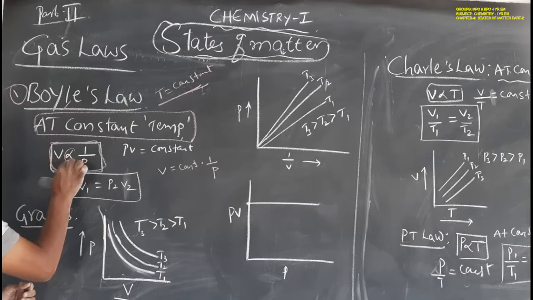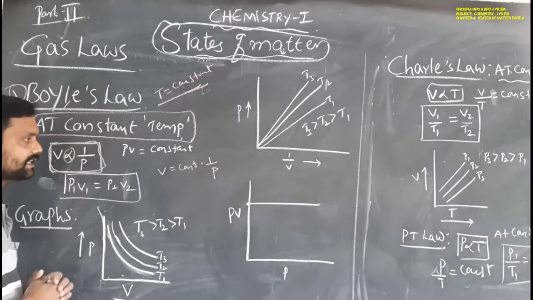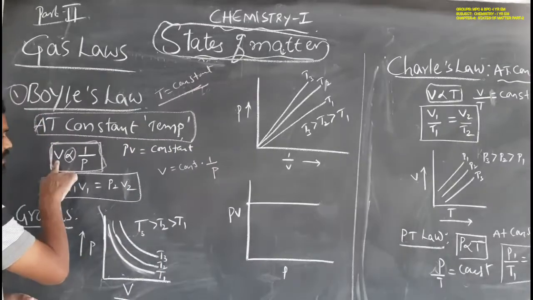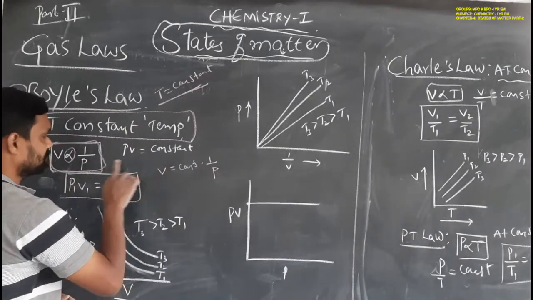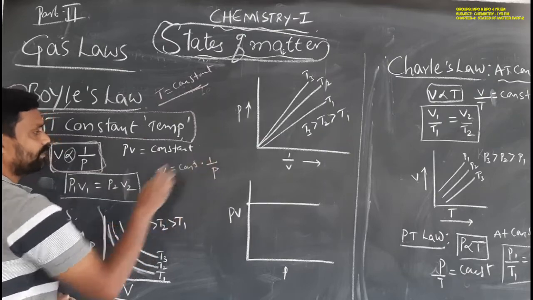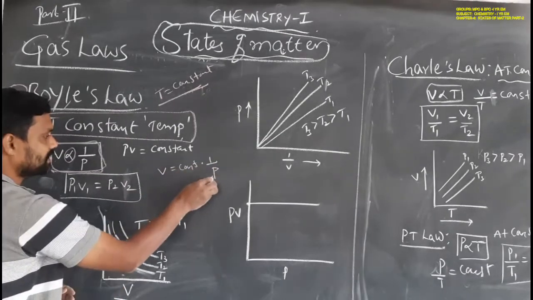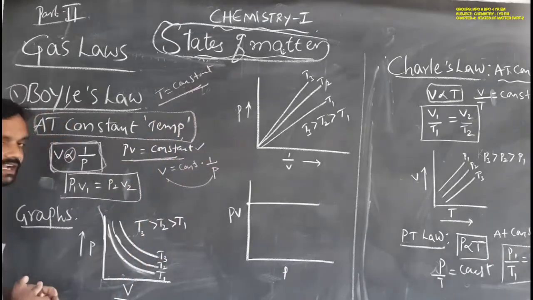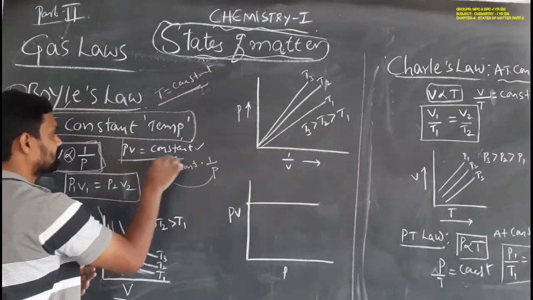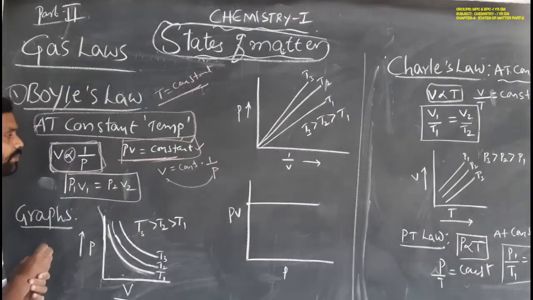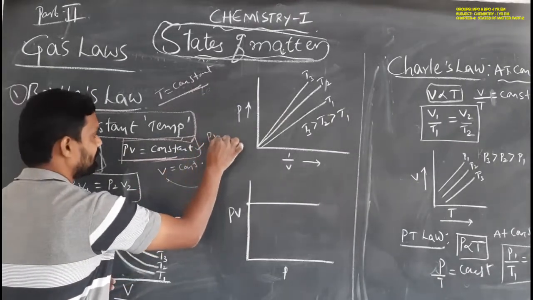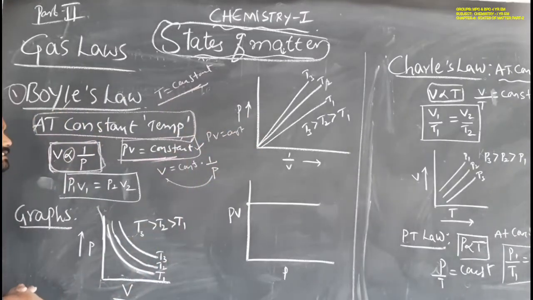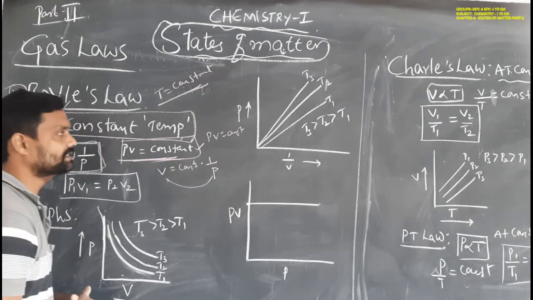When we remove the proportionality symbol, we should get the constant. So V is equal to constant into 1 by P. On cross multiplication, PV is equal to constant. This also indicates Boyle's law. Boyle's law means PV is equal to constant, and that relation also indicates Boyle's law.